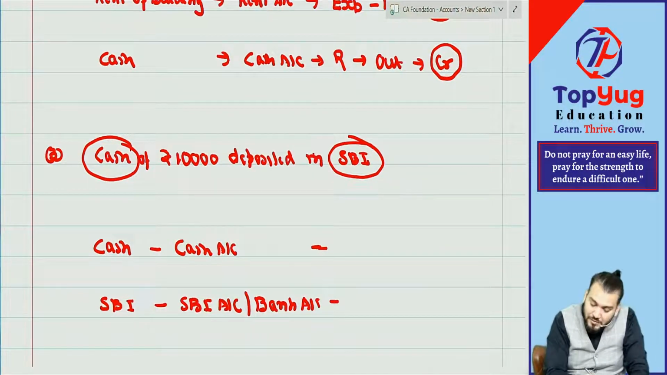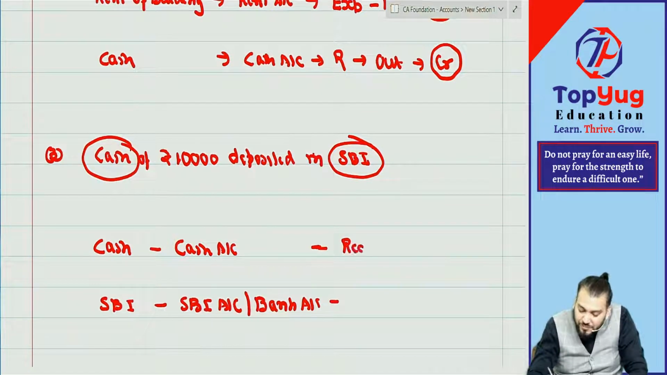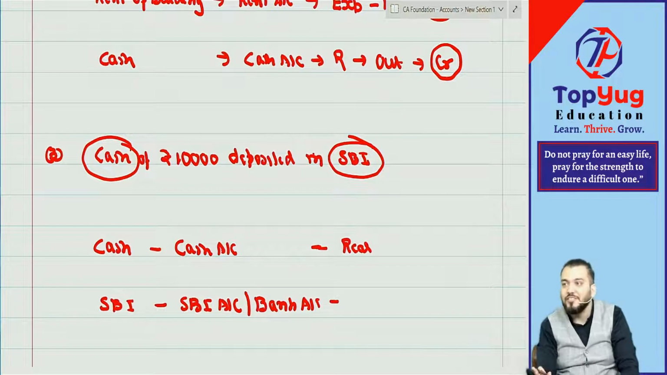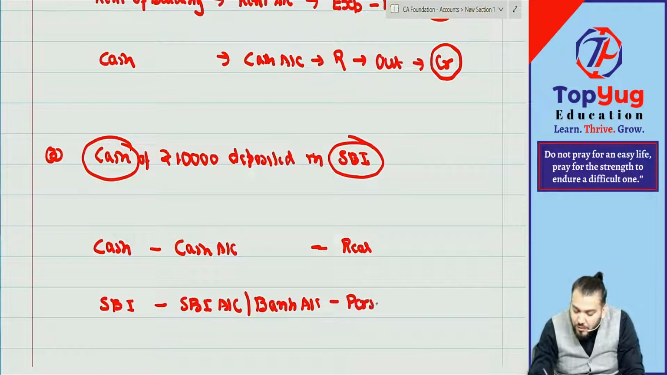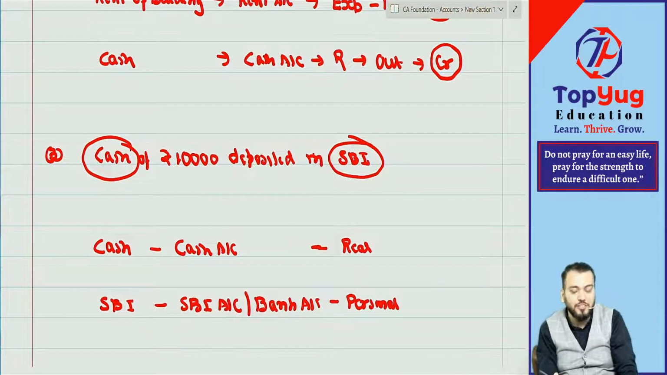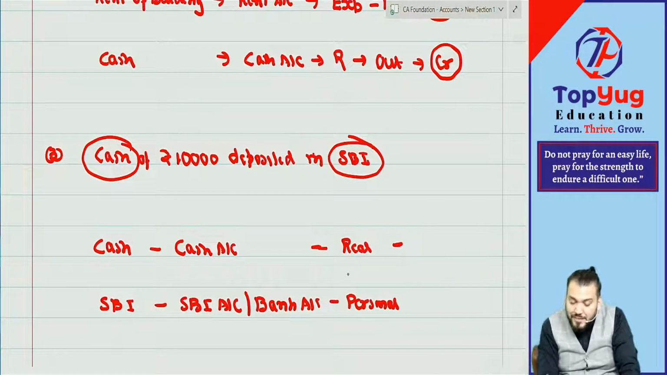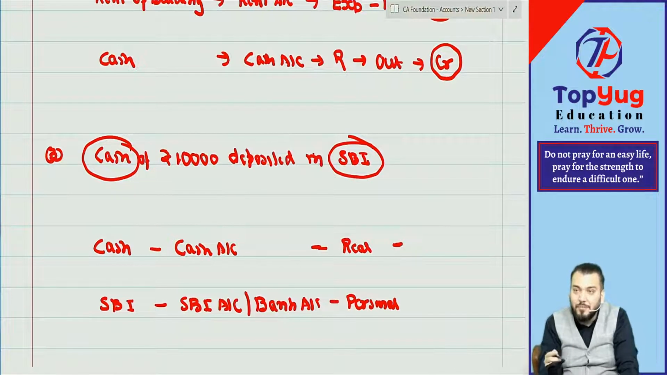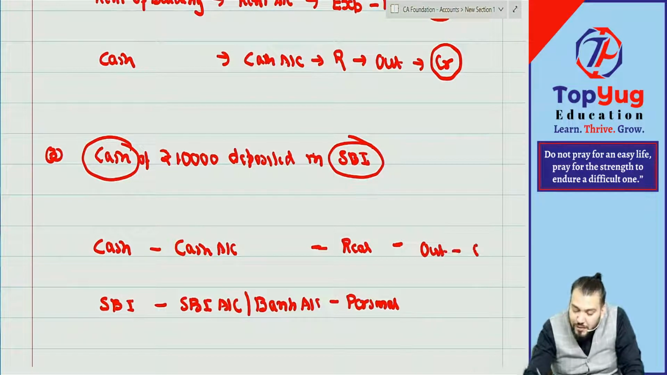But this cash is what? Real account. Why? Because it is an asset of business. Correct. But this bank is what? Personal account. Why is it a personal account? Because they are related to a person, artificial person or representative person account. But what is the rule? For real, what is the rule? Debit what? Credit what? So cash is coming in or going out? Going out. Therefore, it will be credited.